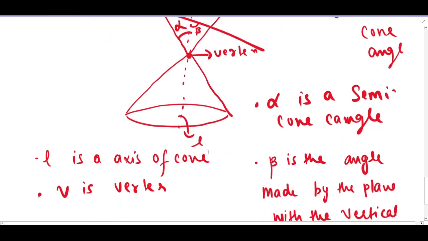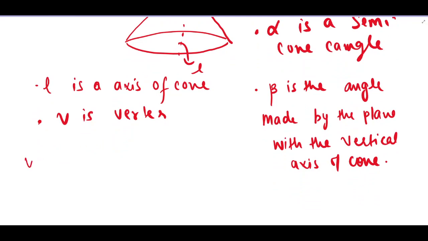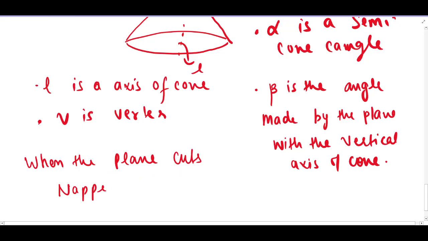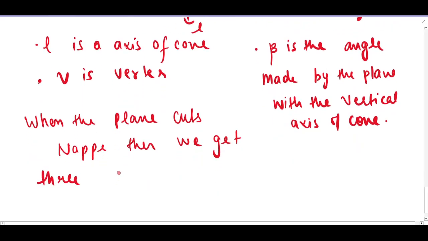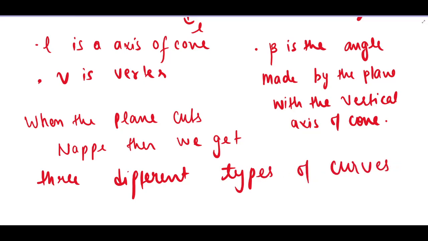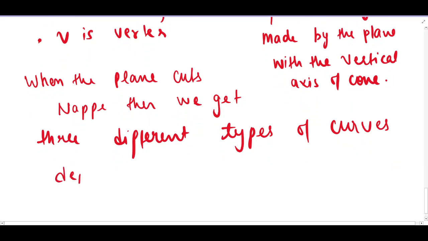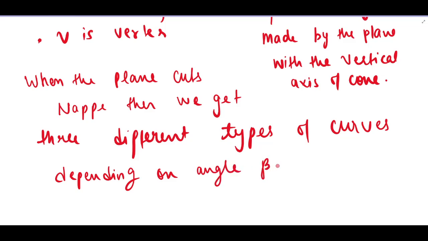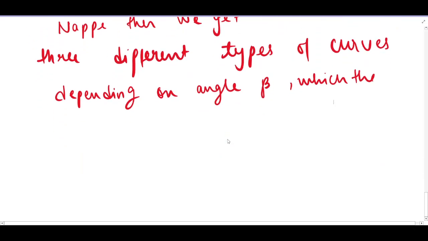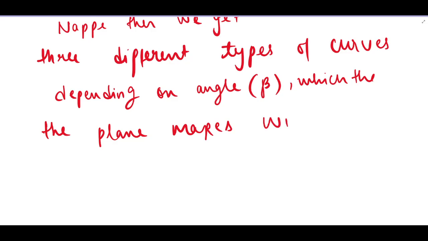So when the plane cuts the nappe, then we get three different types of curves, depending on the value of the angle beta which the plane makes with the vertical axis of the cone.